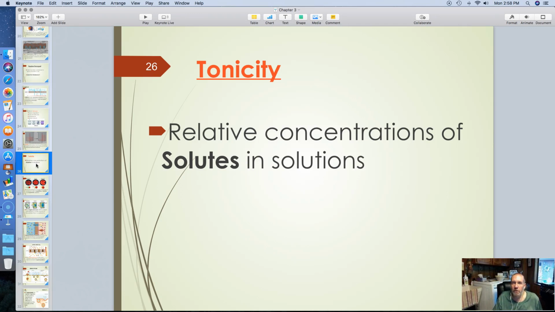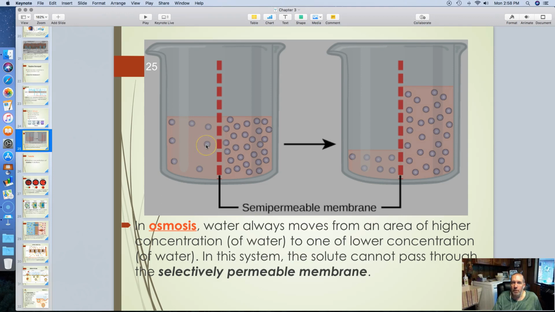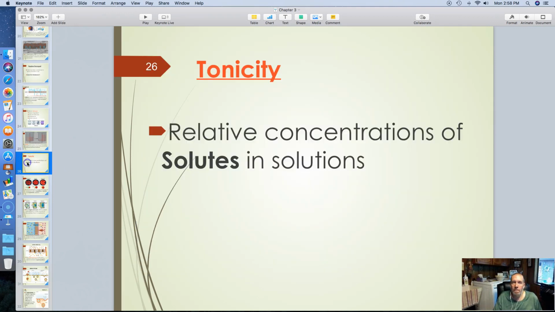Next thing we're going to look at is called tonicity. And this has to do with what we were just talking about, the relative concentrations of solutes in a solution. So going back to this image, these little purple molecules would be the solute, and then this pinky colored liquid would be the solution. It's like you add salt to boiling water for your pasta. The salt would be the solute, the water would be the solution. So tonicity refers to the relative concentrations of solutes in a solution.